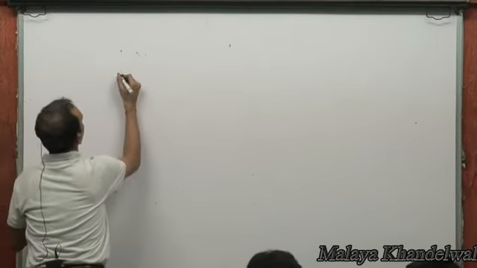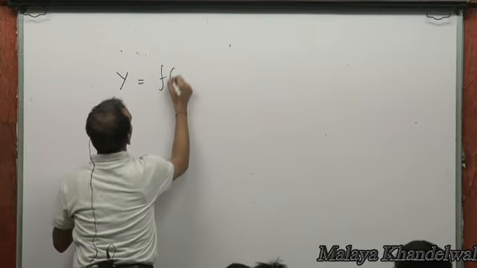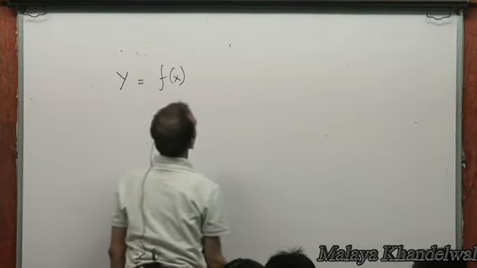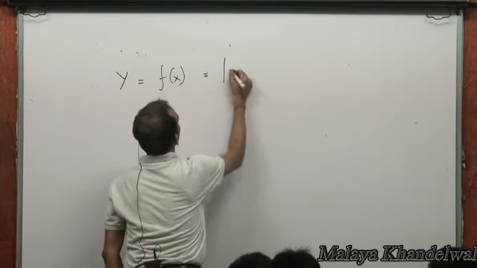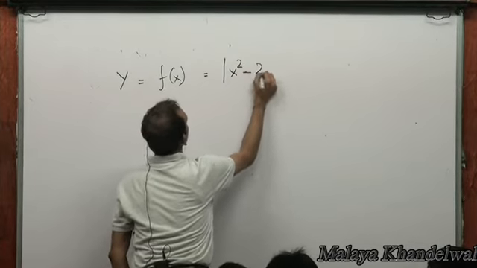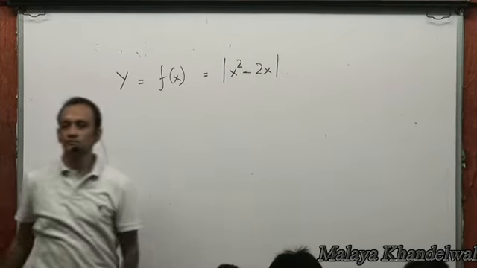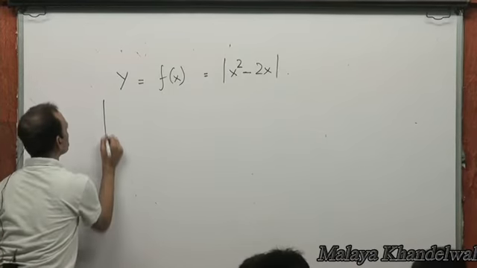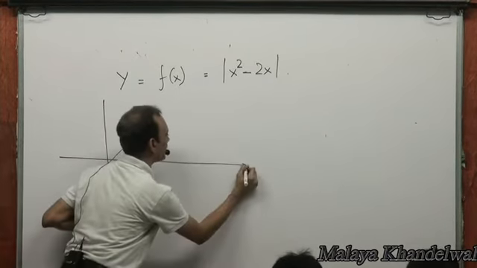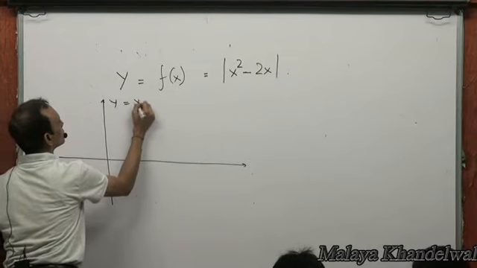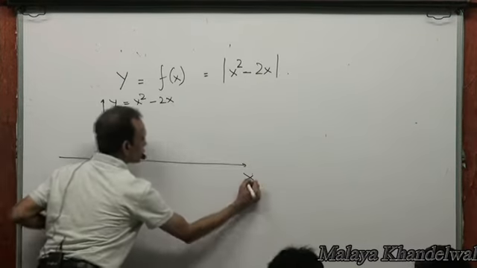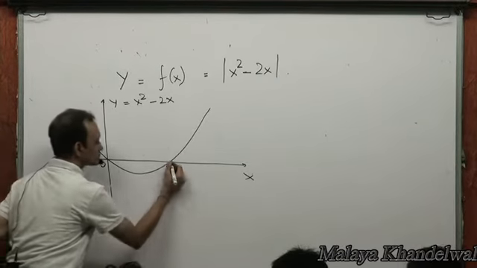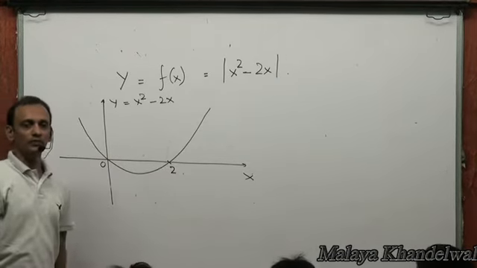Say I have a function y equal to f(x), say mod of x squared minus 2x. First of all, let me draw the graph of x squared minus 2x. It's an upward opening parabola with roots 0 and 2. This is an upward opening parabola, right?